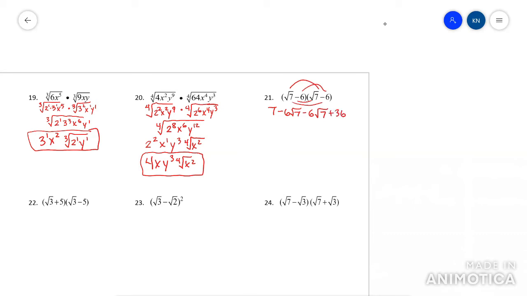So now you combine like terms. 7 plus 36 is 43. And then negative 6 root 7 minus 6 root 7 is negative 12 root 7.